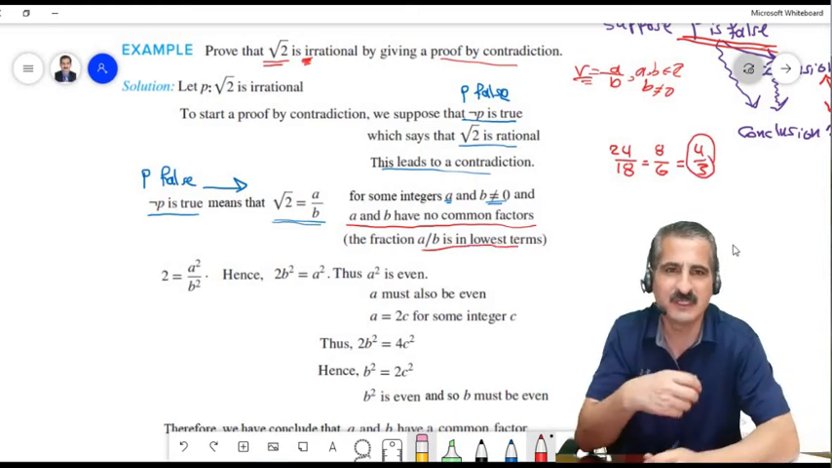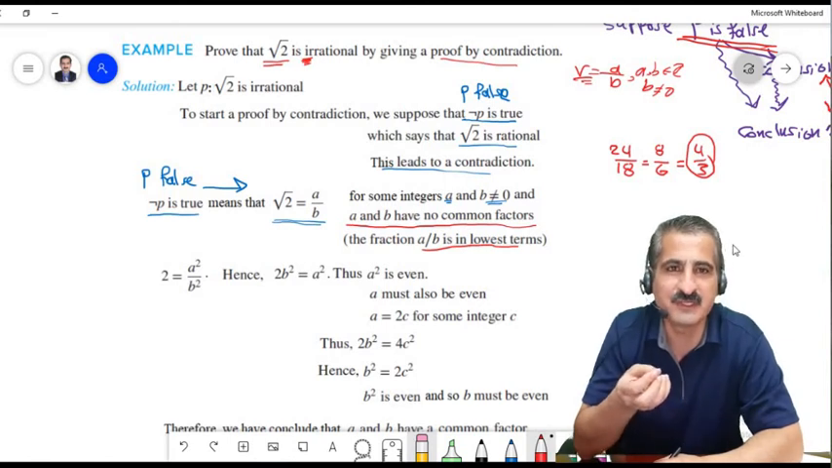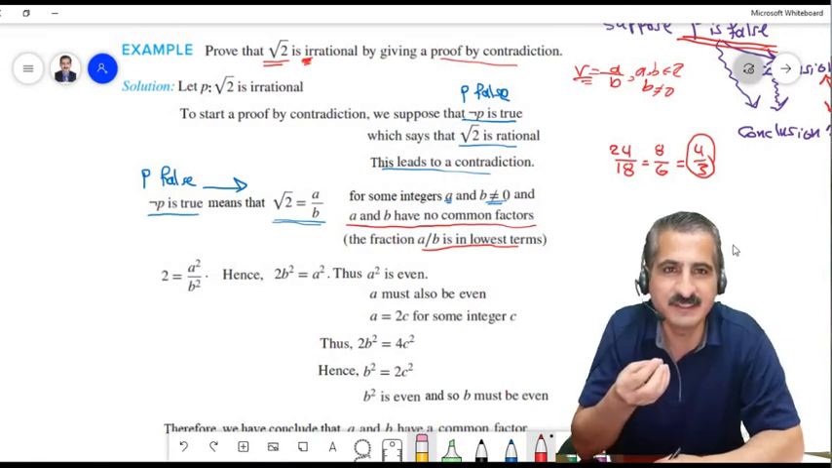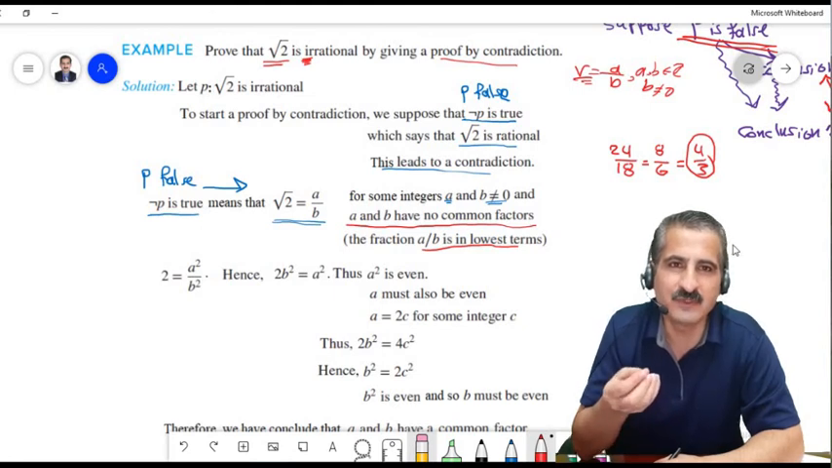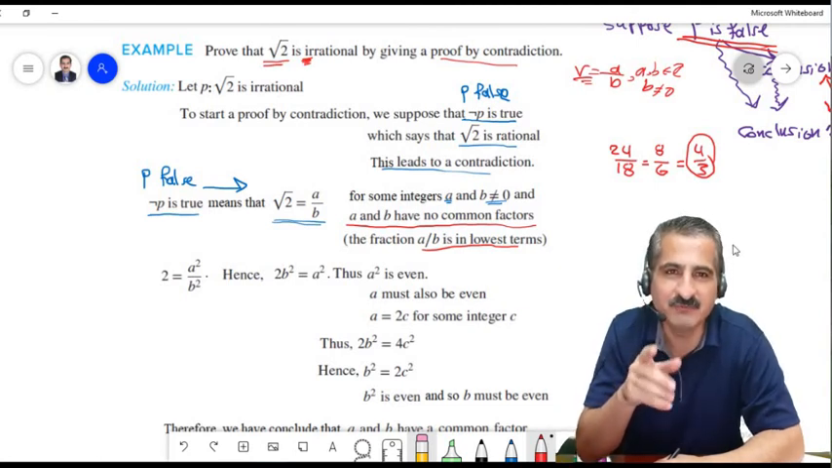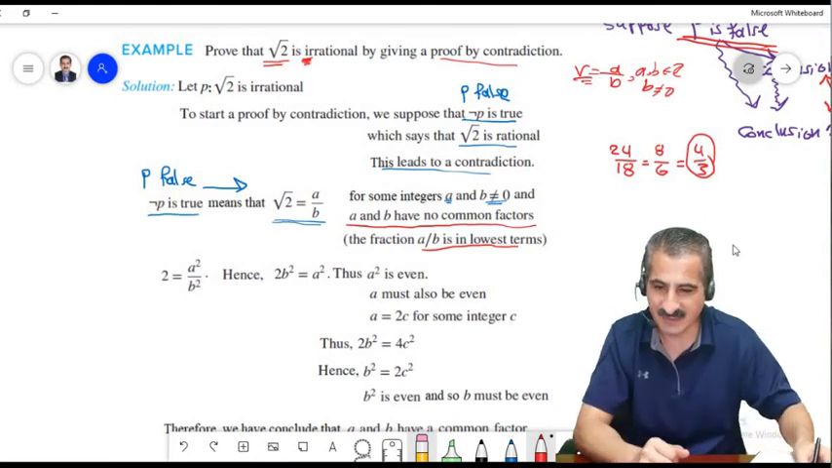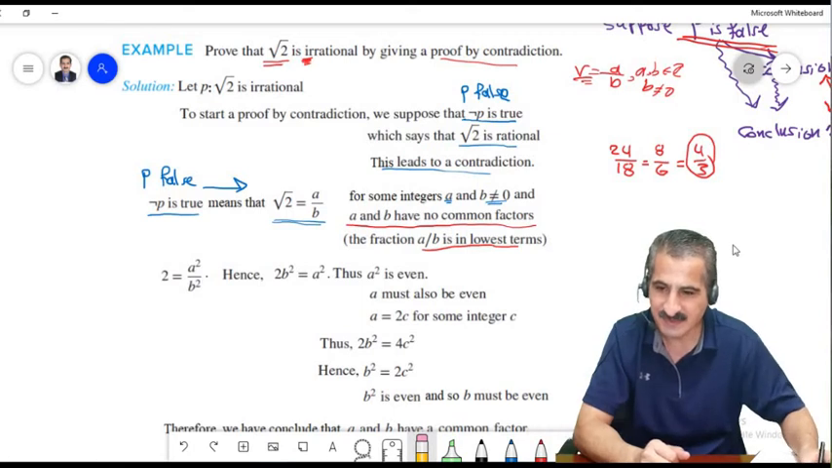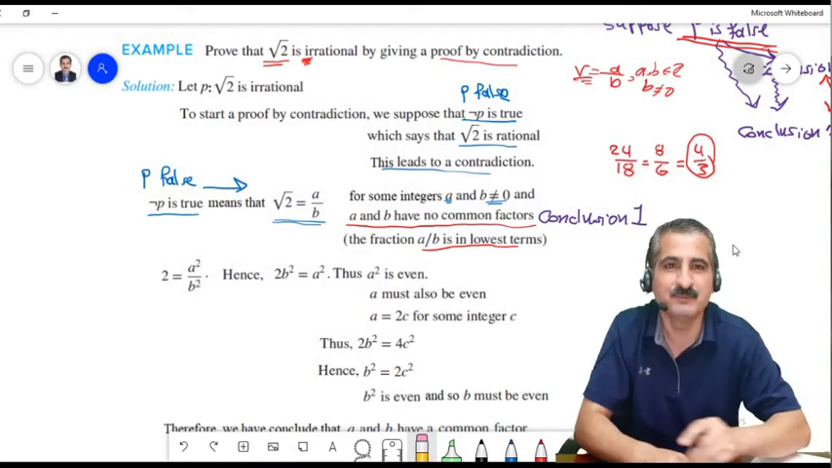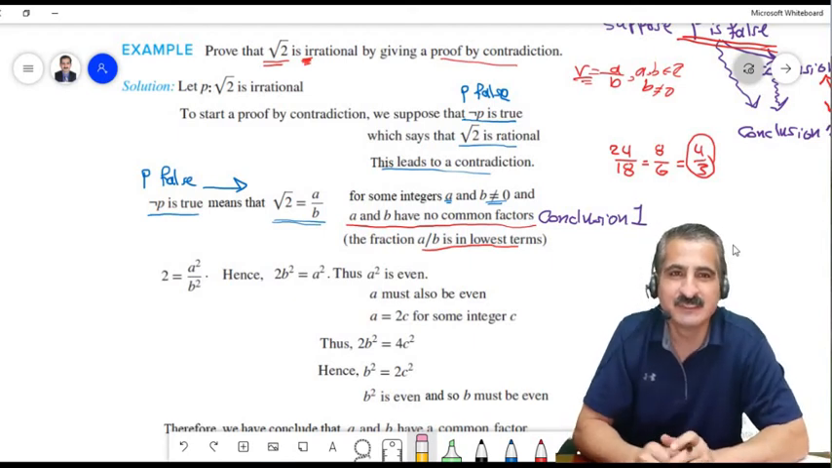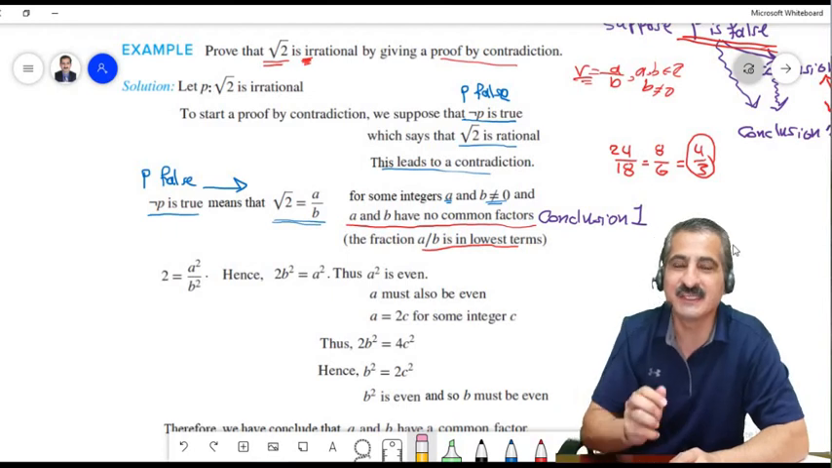So as we assumed the square root of 2 is a rational number, then certainly we can write it as A over B, such that A over B is in lowest form. There is no common factor between A and B. Fine. This is conclusion 1. Okay, so this is what I said just now. This is conclusion 1. We will proceed and conclude conclusion 2, which is a contradiction to conclusion 1.